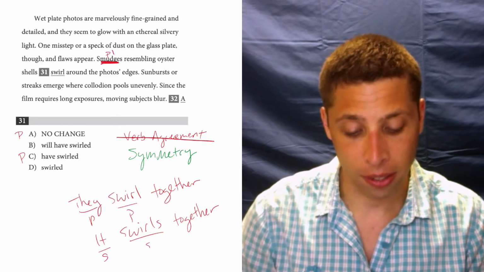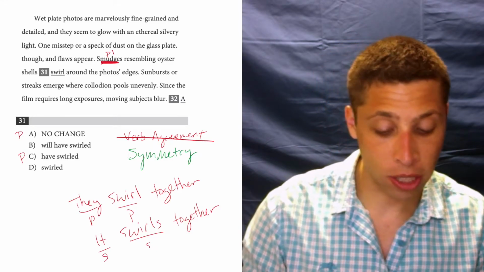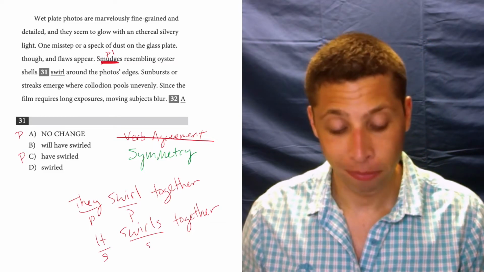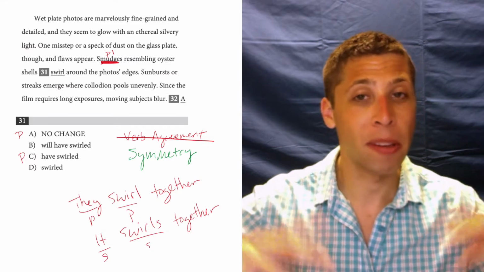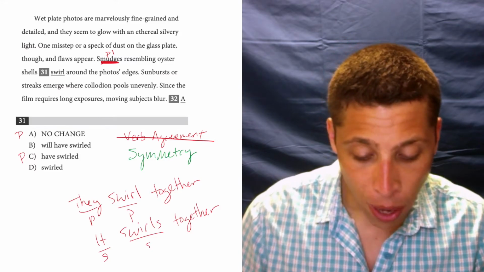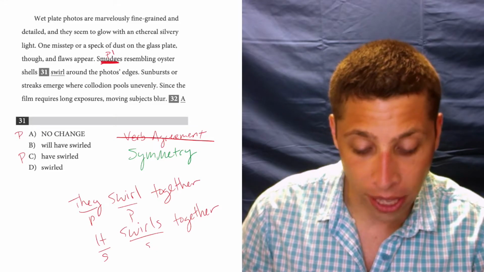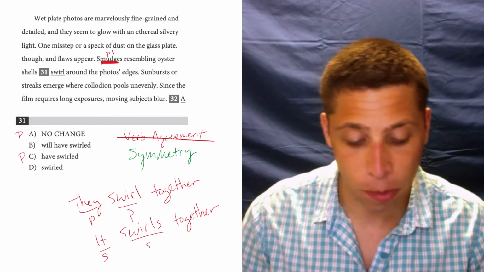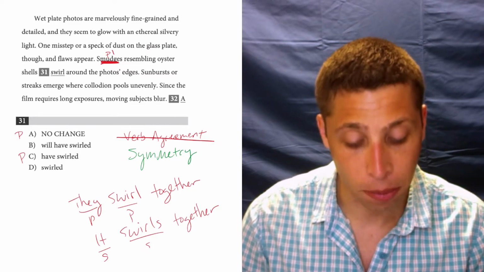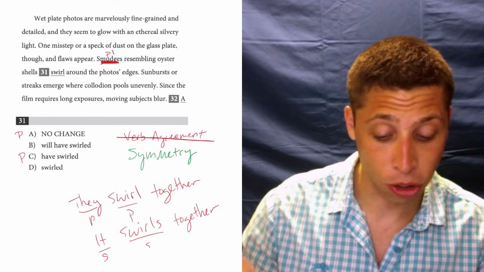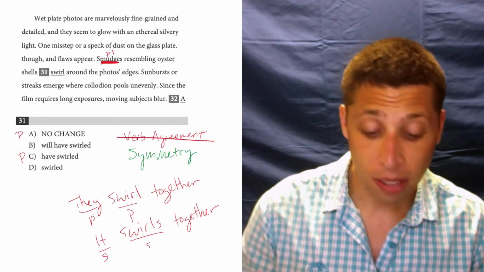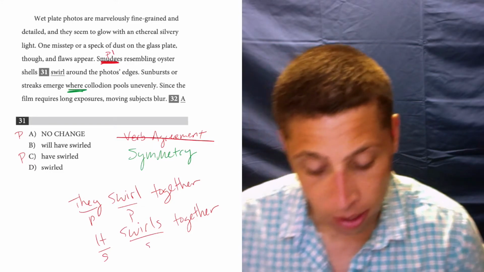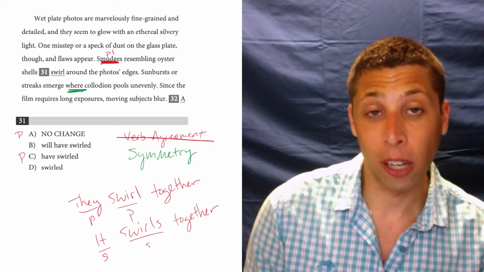But this is a short sentence. Smudges resembling oyster shells swirl around the photo's edges. There's no other verb in this sentence. But the whole paragraph is basically one long list, right? Wet plate photos are marvelously fine-grained and detailed, and they seem to glow with an ethereal silvery light. One misstep or a speck of dust in the glass plate, though, and flaws appear. Smudges resembling oyster shells swirl around the photo's edges. Sunbursts or streaks emerge where collodion pools unevenly. That's our verb.